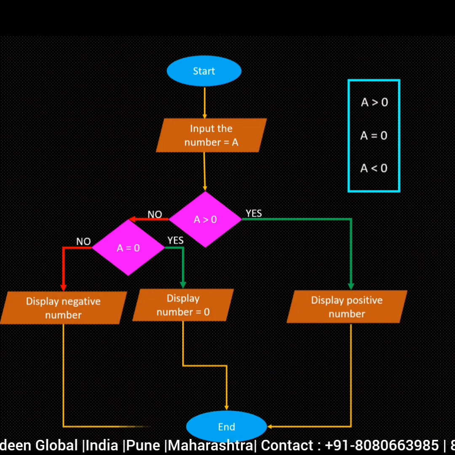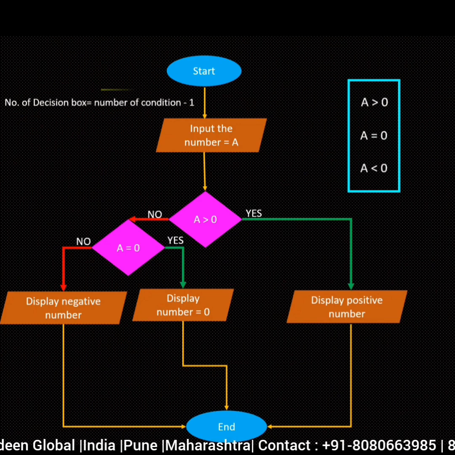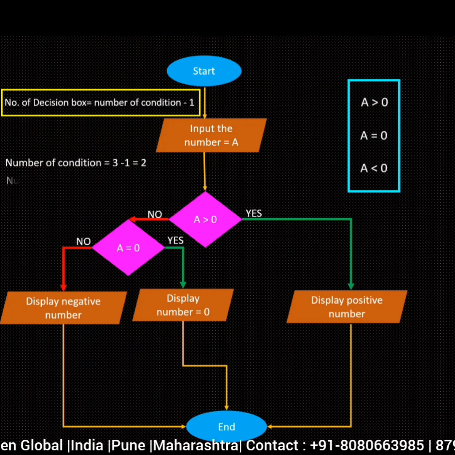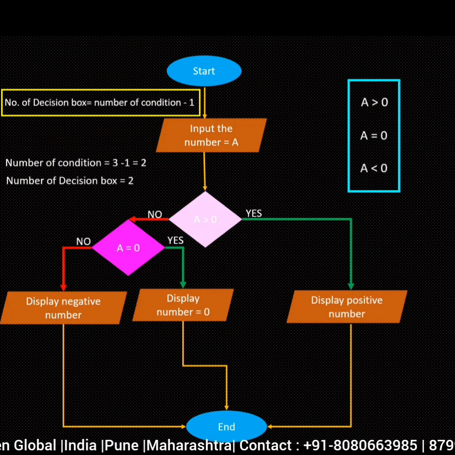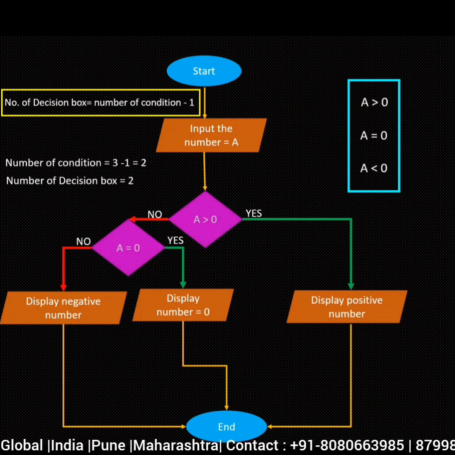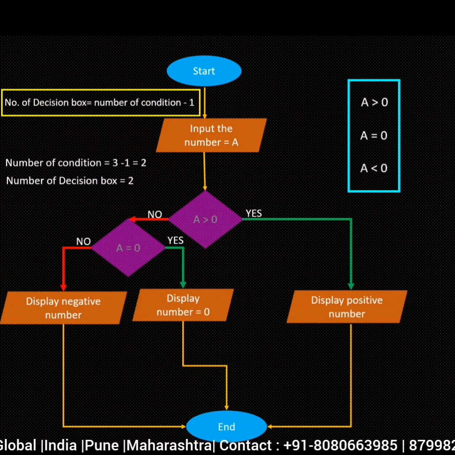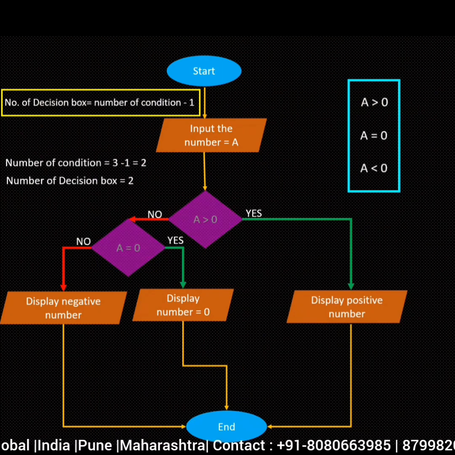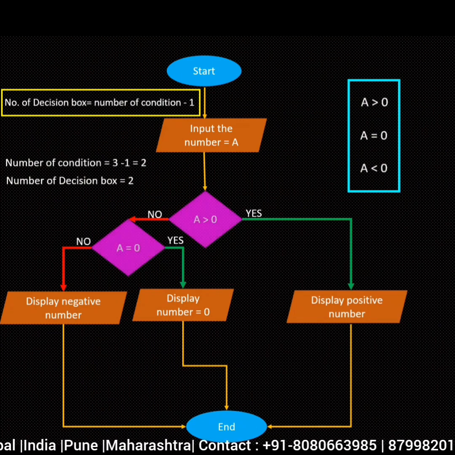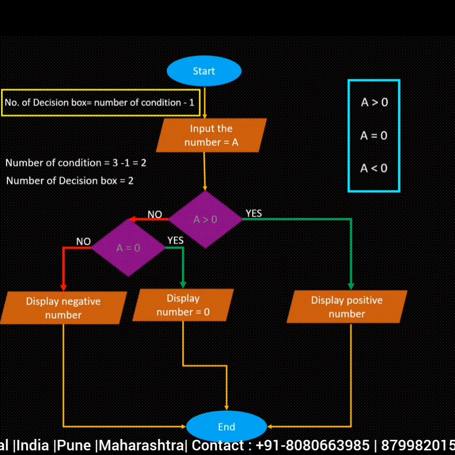So what we observe here: the possible conditions are A is greater than 0, A equal to 0, A is less than 0. So there are 3 conditions. So how many decision boxes will be there? It is 2. That means the number of conditions, that is n minus 1, will be the number of decision boxes.